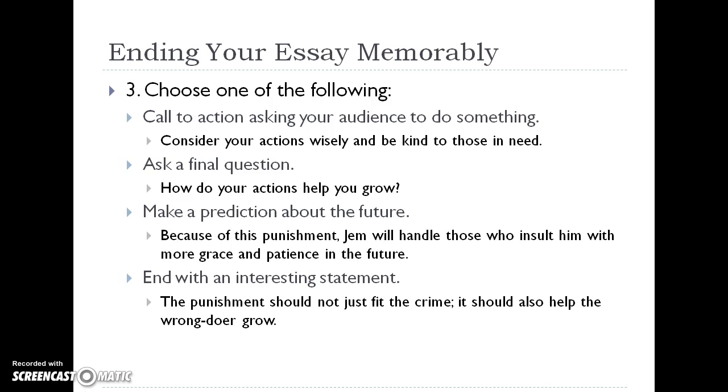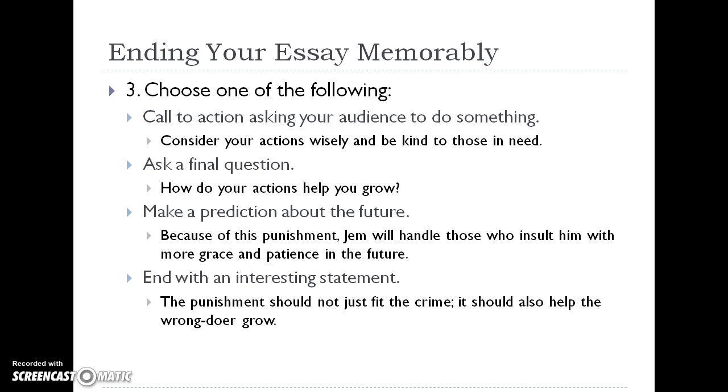Another option is you can ask a final question of your audience. How do your actions help you grow, in my case? Or you could always ask them something about the case if you wanted to. You could also make a prediction about the future. So I'm going to predict something about Jem, that he's going to handle those who insult him with more grace and patience in the future. And finally, you could also end it with an interesting statement. The punishment should not just fit the crime, it should also help the wrongdoer grow.